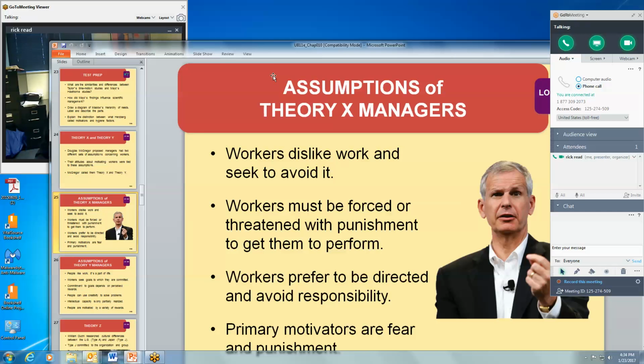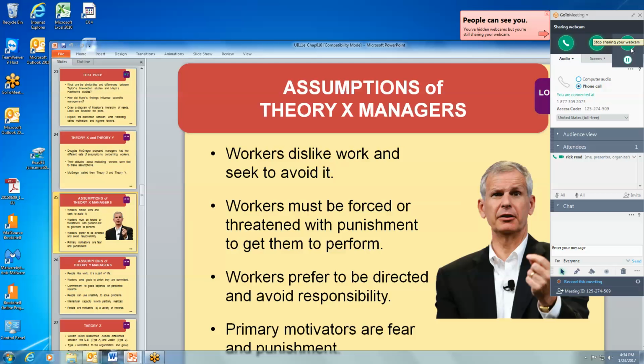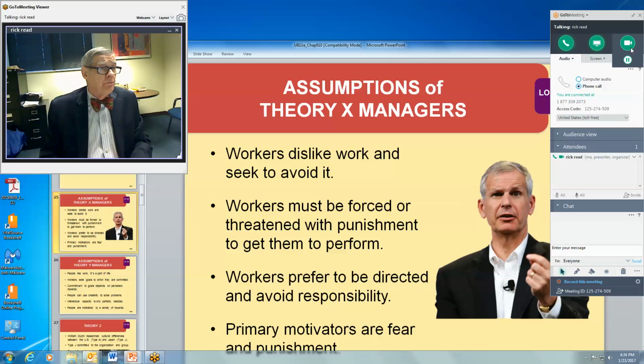Now, we come next to McGregor's theory of X and Y. If you want to put this like you learned in algebra or geometry, on an x-axis and a y-axis, you notice that they don't ever get along unless they cross. Well, it's a little bit different here. Theory X says people don't like work.